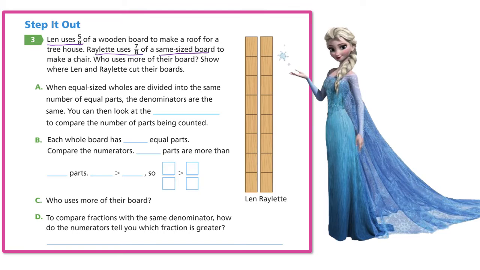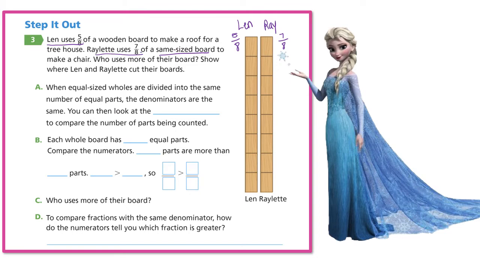Now, our boards are already broken up into equal parts. Any idea how many equal parts each board is broken up into? That's right, 8, because our denominator for both of our fractions is an 8. So I know that I need 8 equal parts to make each whole board. I'm going to label them just to make it easy, and I'm going to put Len here, and Raylette, we'll call her Ray, on that side. Len uses 5/8, and Raylette uses 7/8.